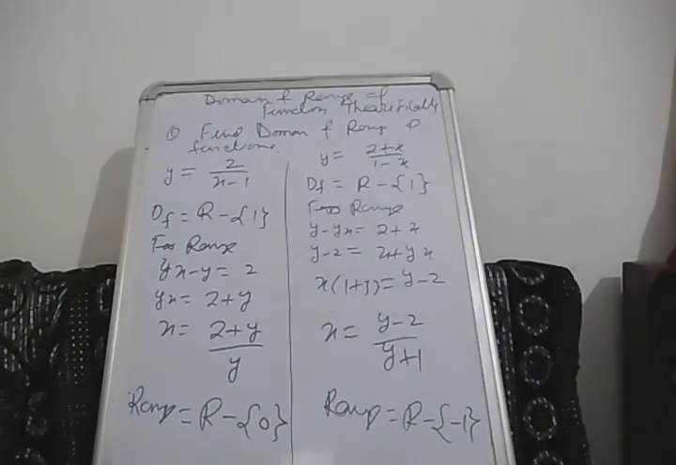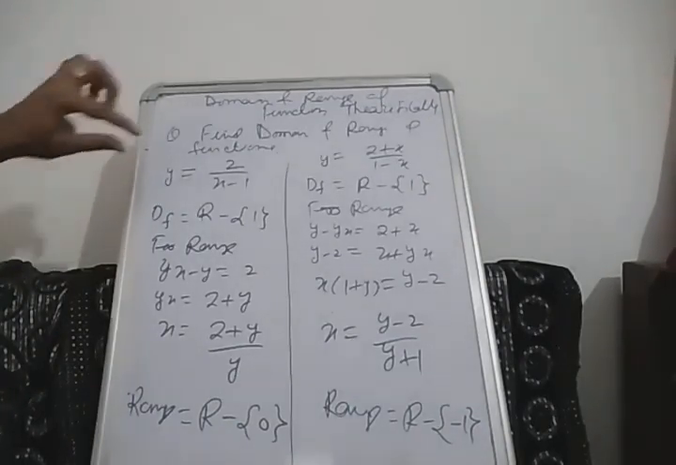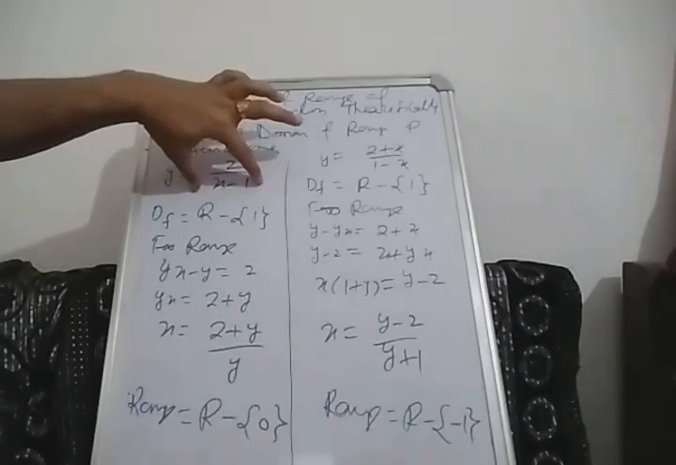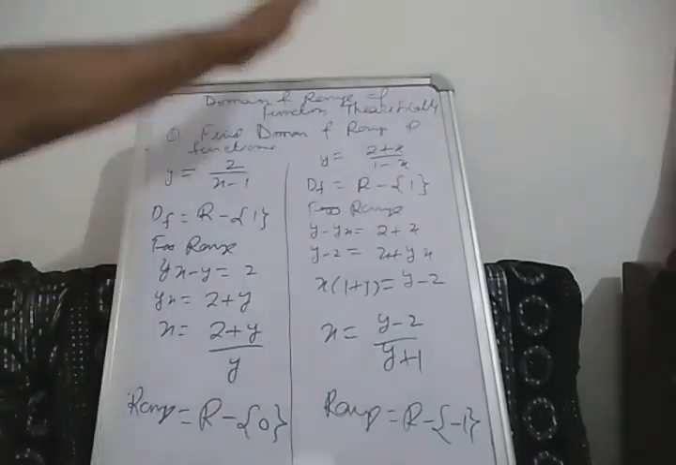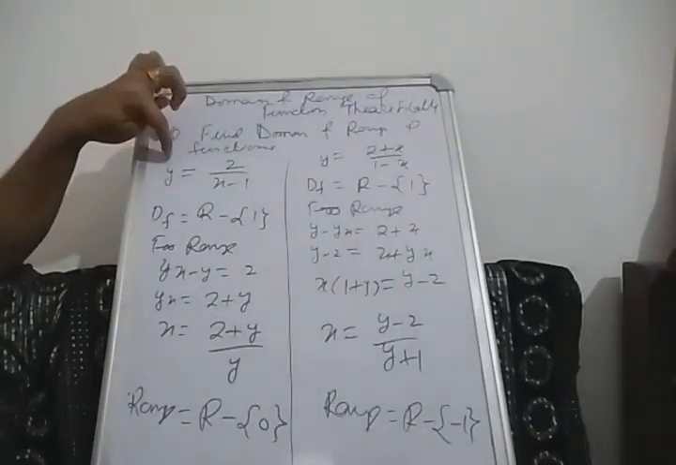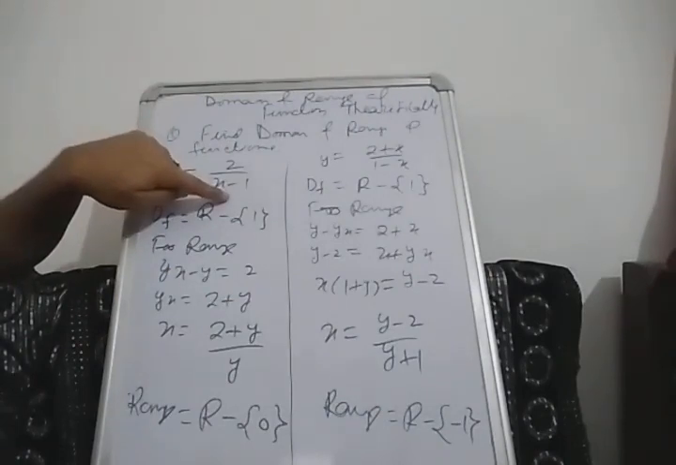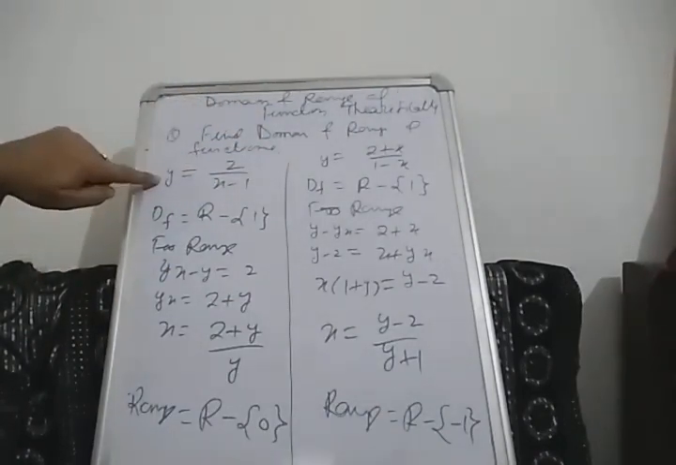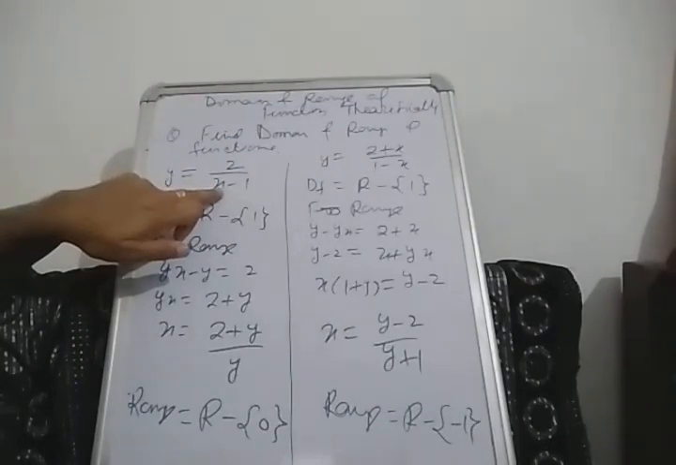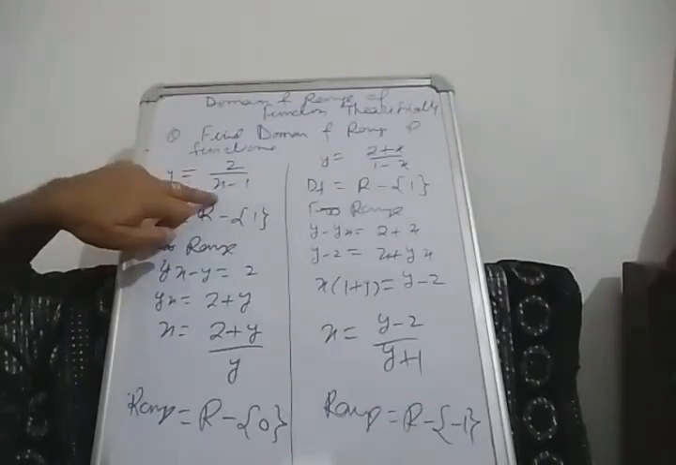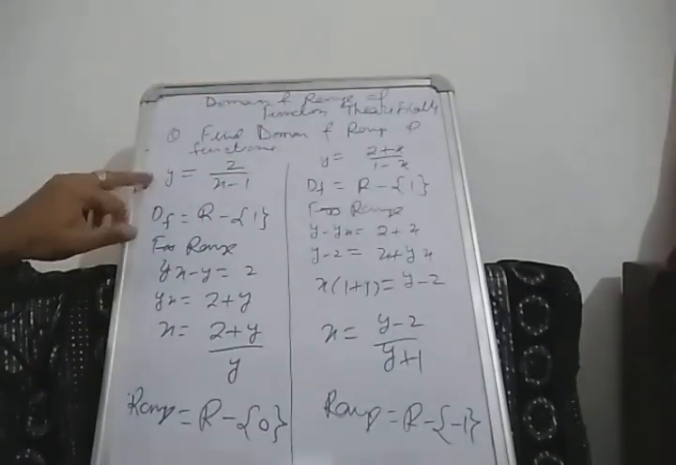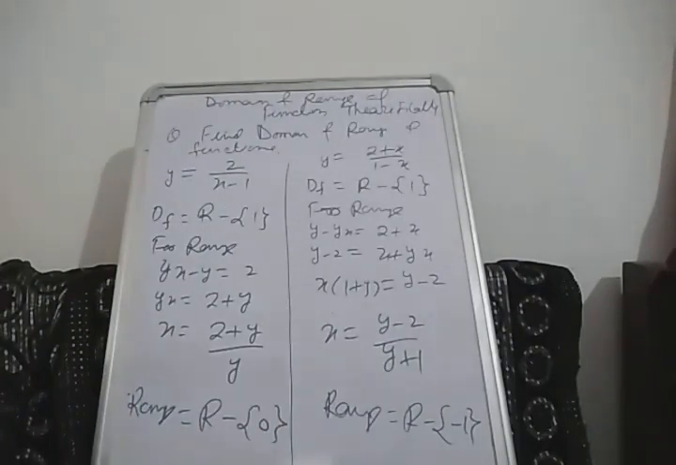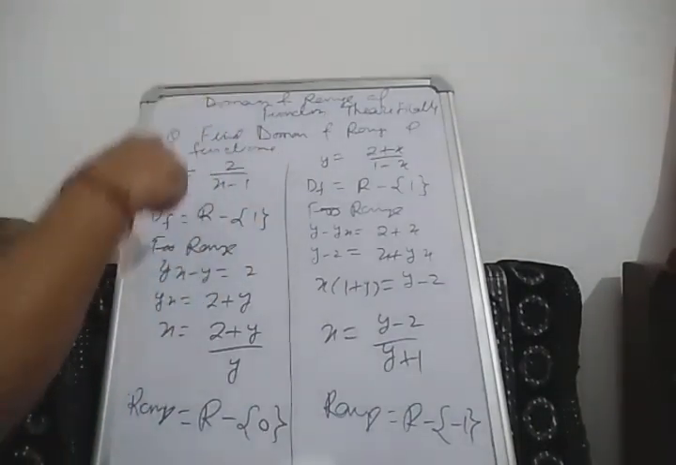Similarly, we can do 2 more examples, like y is equal to 2 by x minus 1 and y is equal to 2 plus x upon 1 minus x. Find the domain and range of this and find the domain and range of this. Now if you put any value of x here, y should be defined. But if you put x equal to 1, then 1 minus 1 is 0, and 2 upon 0 is infinity. So y becomes infinity. So to define y, we have to take all values of x so that y does not become infinity. There is only one value of x, which is 1, which is making this y infinity.